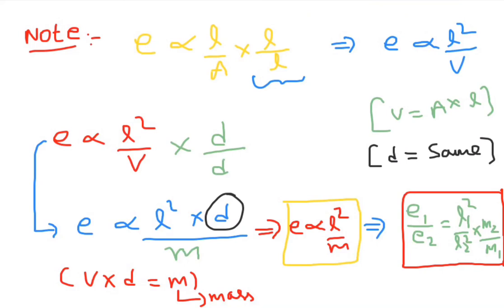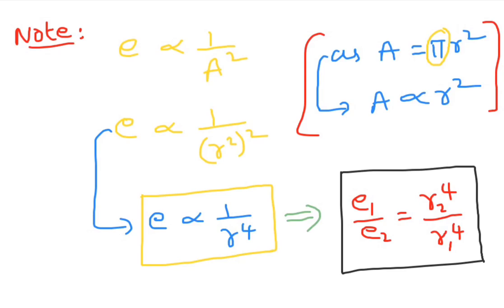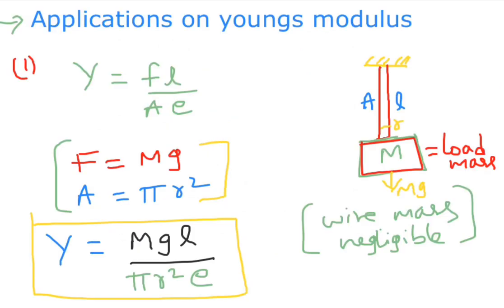So we discussed a few applications in this session. In the next class we'll continue with a few more applications of Young's modulus. I hope you got the idea. So let us see what we did from the start. First application: Y equal to FL by AE. F is nothing but Mg. A is nothing but pi r square. Like that we did this first application.